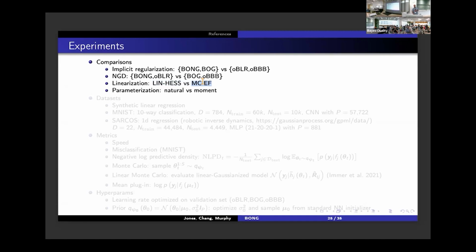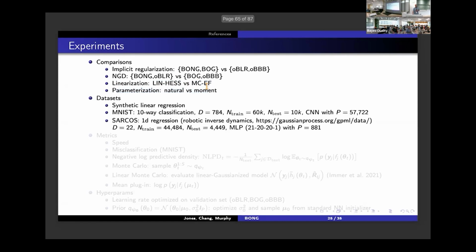Computing the Hessian is more expensive with Monte Carlo because you have to compute the Hessian of the whole network. So we use EF there because otherwise it would just be too costly. And then finally we do comparison. Well, I'm not really going to talk about this, but the natural parameters versus the moment parameters. So those are the 4 principles that go into the method overall.